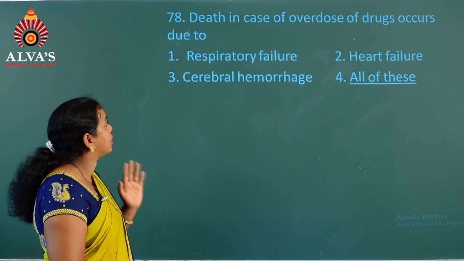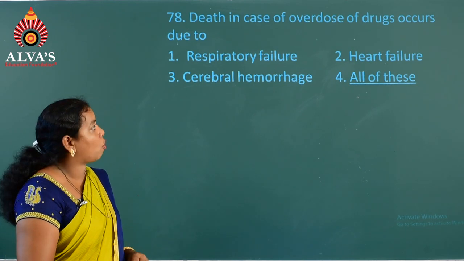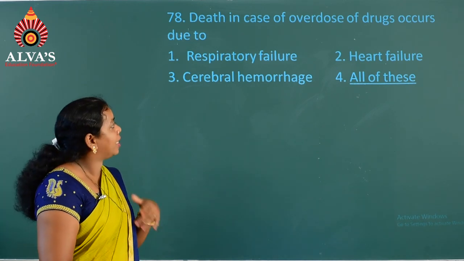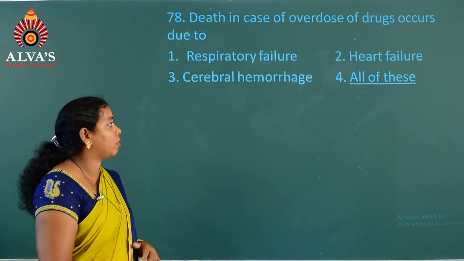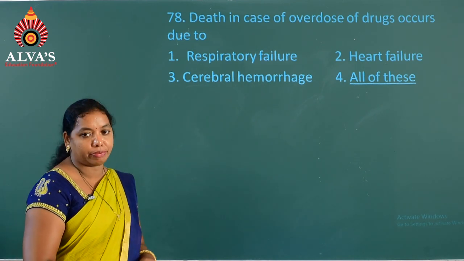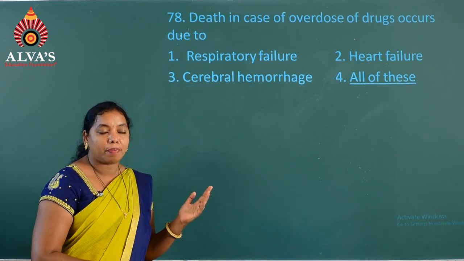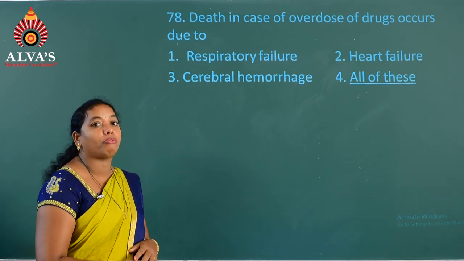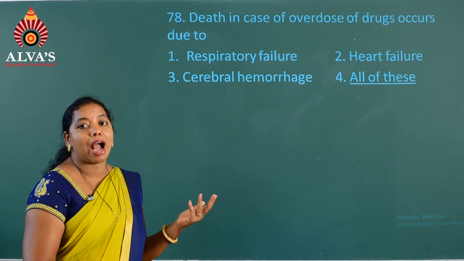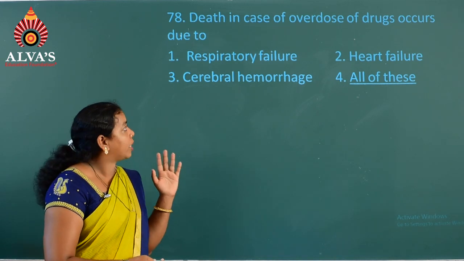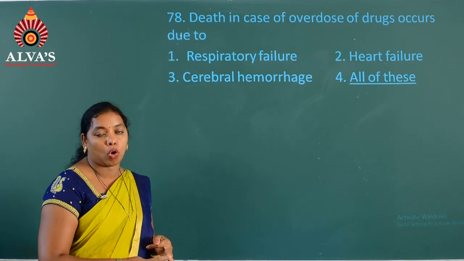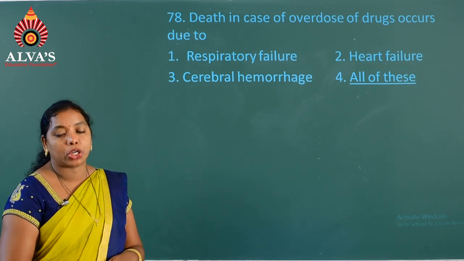Moving on to the question number 78. Death in case of overdose of drug occurs due to first one respiratory failure, second heart failure, third one cerebral hemorrhage, and fourth one all of these. Whenever the person has the problem of regular intake of these drugs or alcohol, there is a chance of having all these problems. Hence respiratory failure, cardiac failure and cerebral hemorrhage can occur. Hence the answer for this question is all of these.